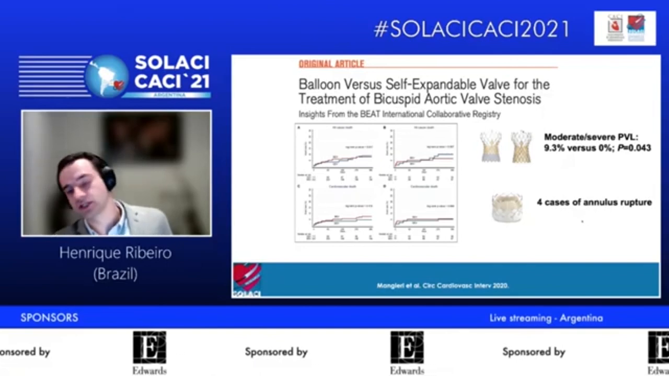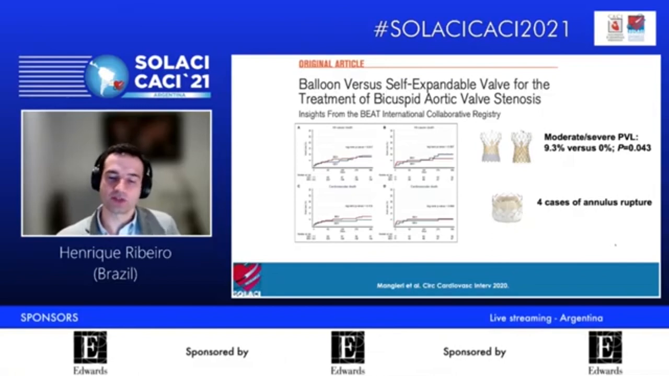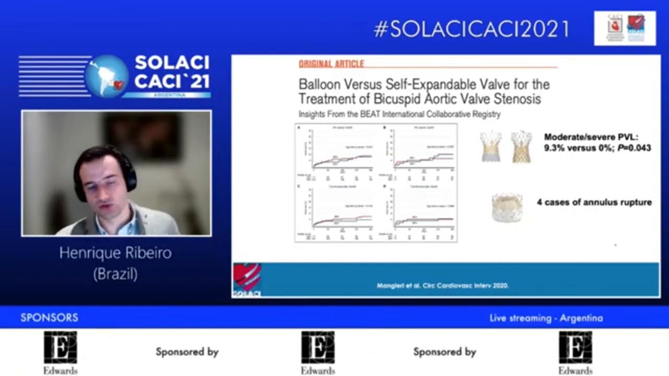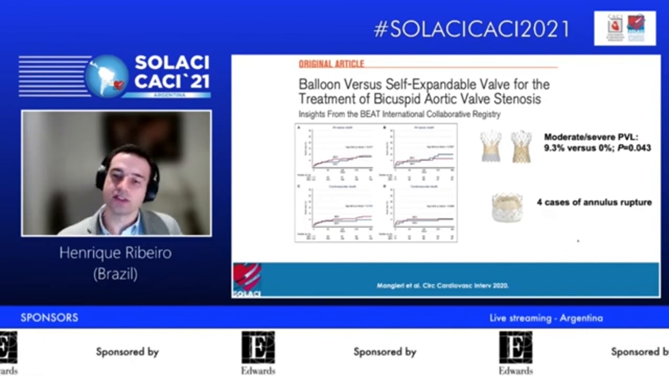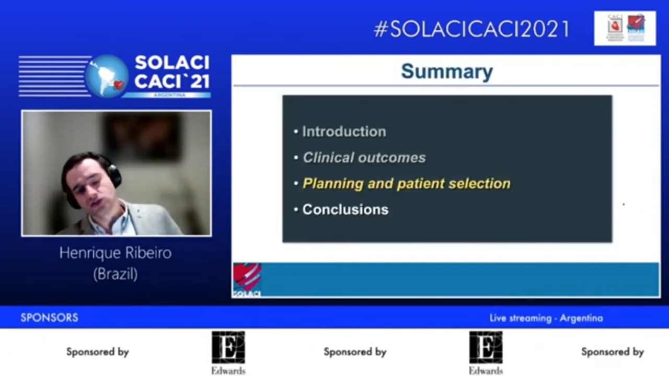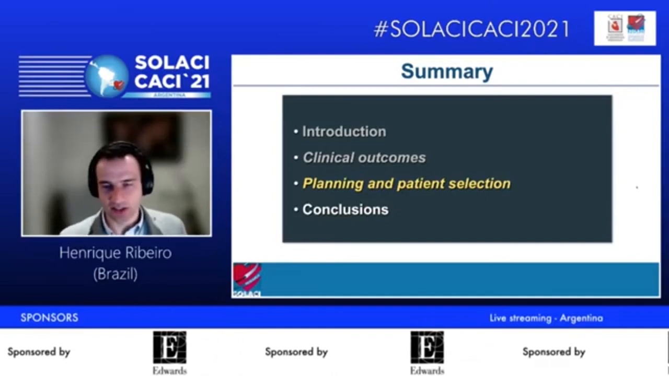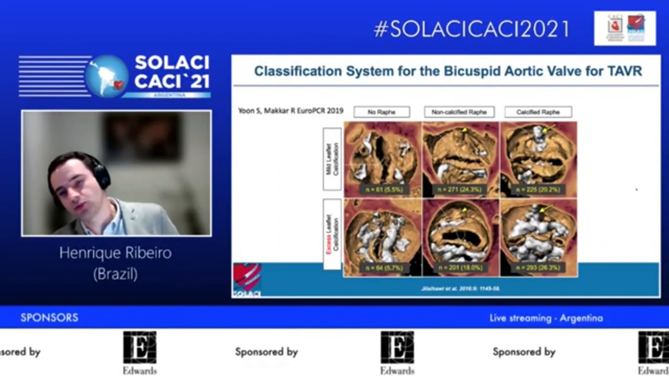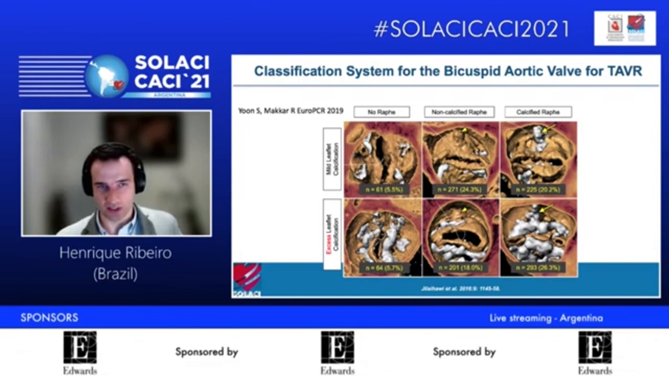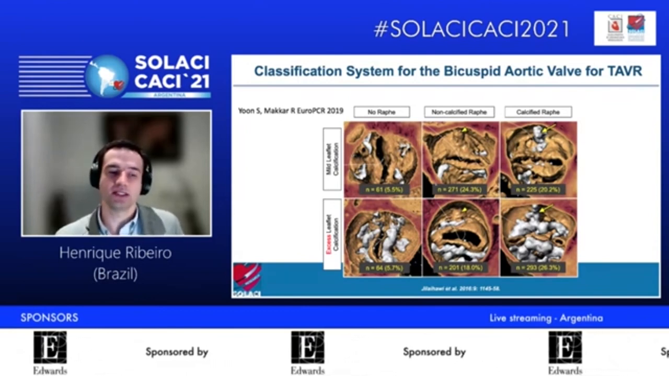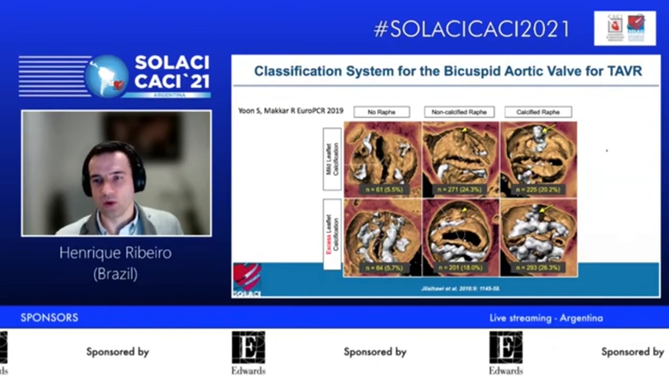However, there were four cases of annulus rupture in the balloon expandable arm, and no case in the self-expandable valve. So a little trade-off of leak versus annulus rupture in this publication. So when we discuss the planning and patient selection in such bicuspid patients, it's important to highlight this important aspect of the raphe calcification and the amount of calcification of the valve.